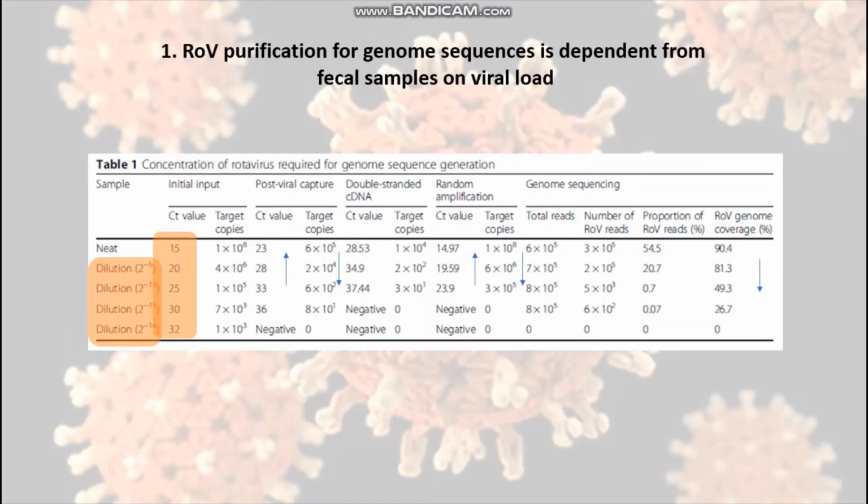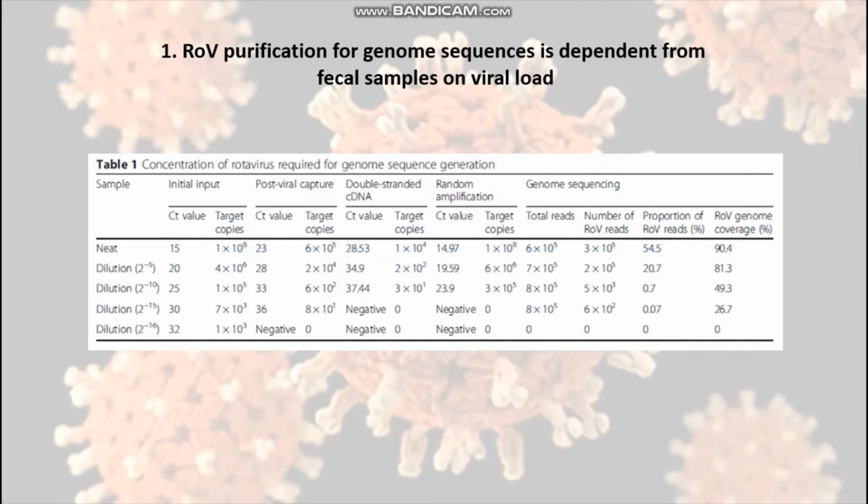CT value, or cycle threshold, is defined as the number of cycles required for the fluorescent signal in real-time PCR to cross the threshold. It is basically inversely proportional to the target copies of the genome. For instance, by doing the random amplification, as the CT value is higher, the target copies will become lower. Same as the RV genome coverage we got, the percentage will become lower. Thus, we can conclude the best CT value is 15, as we can achieve genome coverage near 100%.